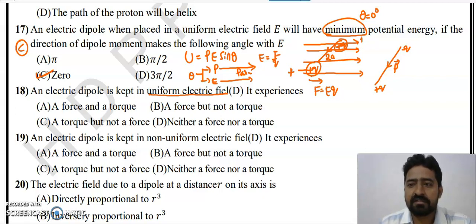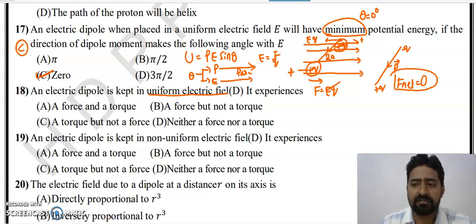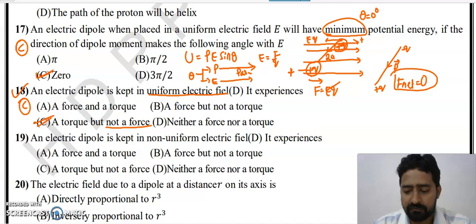Then this is positive, this is a force. So the force is equal to E into Q. The directions of these two are opposite. The net force is equal to 0 in a uniform electric field. So net force is 0 means it produces only what? Torque. Okay, so the torque is not zero. That is, option C is the right answer for the 18th question.